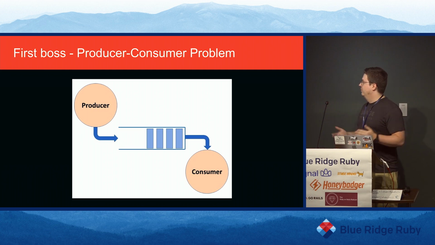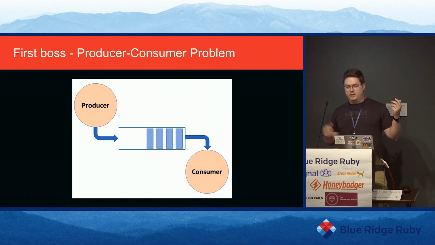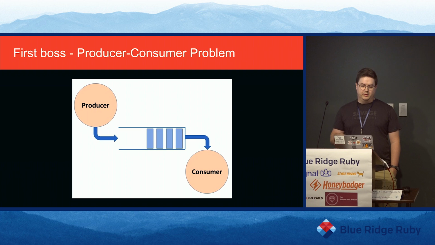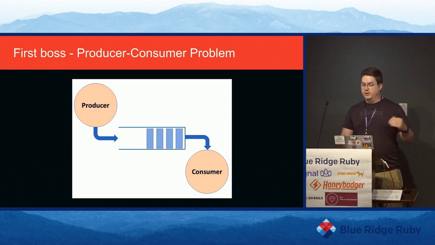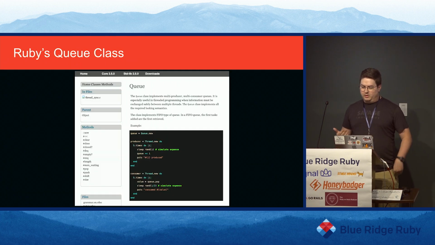Okay, encounter our first boss, the producer-consumer problem. This is where we have a producer thread, a consumer thread, and a shared queue. The producer will put things into the queue, the consumer will take things out. We need to worry about the producer not putting anything into a full queue and the consumer not taking anything out of an empty queue. But look at this.